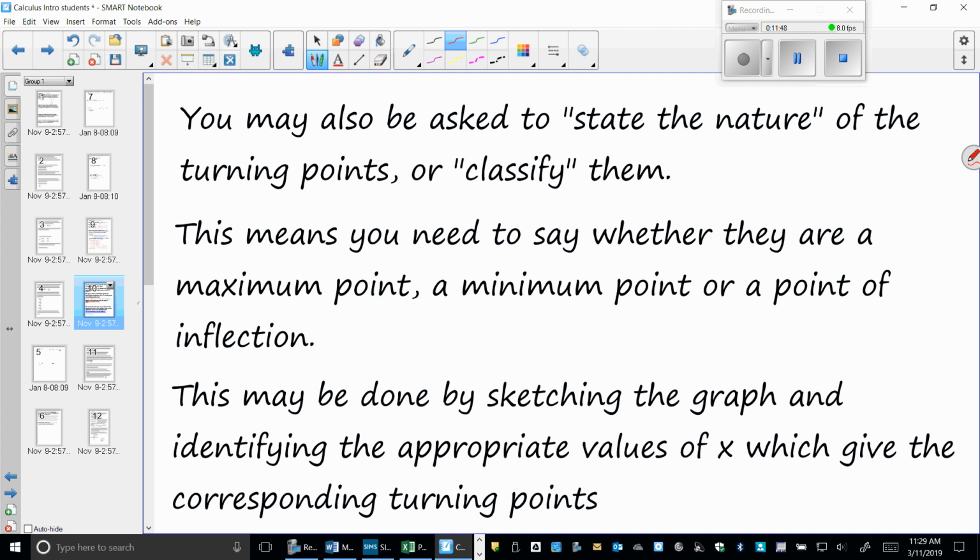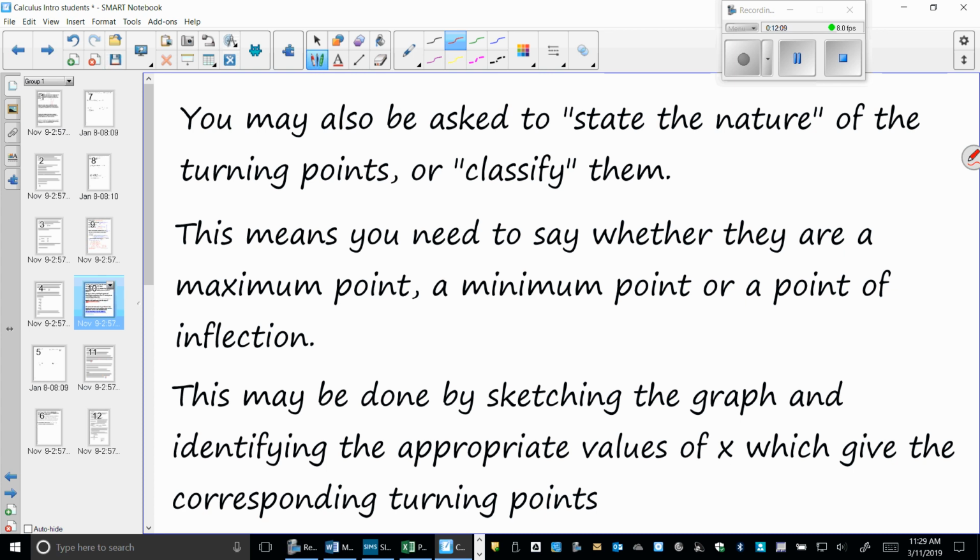Will you be asked to state the nature of them? I don't know if you will. If they start asking about the nature of them, I don't know if they do or not. I need to look at some examples.